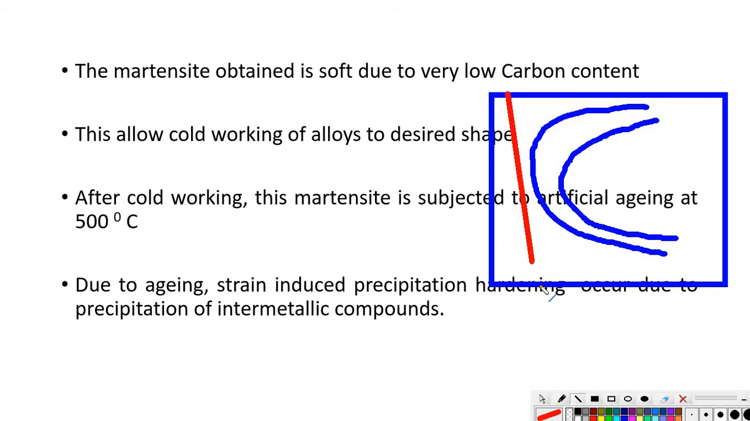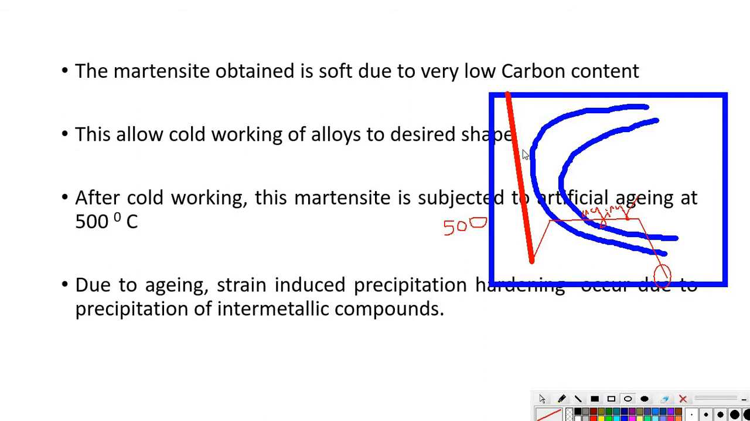Then what we do, after that we heat to around 450 to 500 degrees Celsius. This is 500 degrees Celsius. Then after that we keep this lathe martensite at 500 degrees Celsius for a long time. So this process is called aging. At the end of the aging process, after cooling, at this point we get Maraging steel.